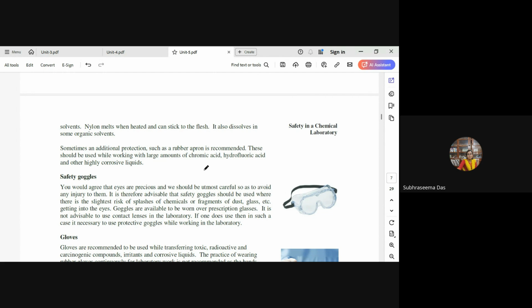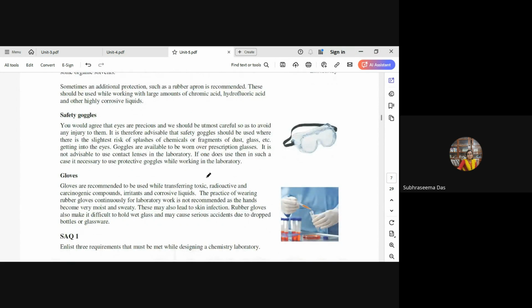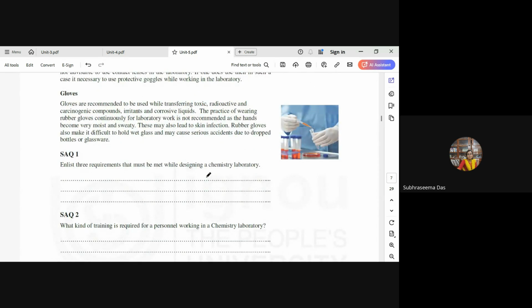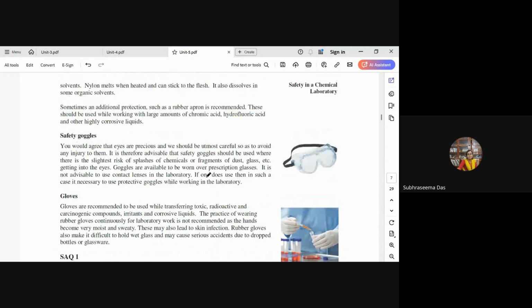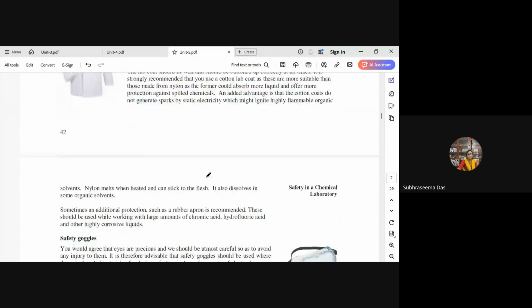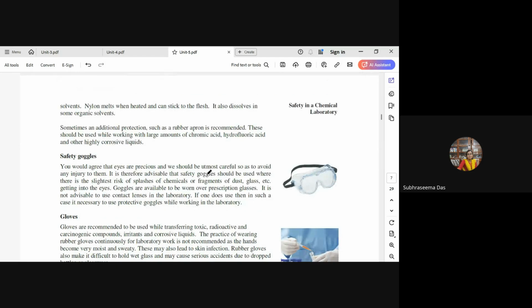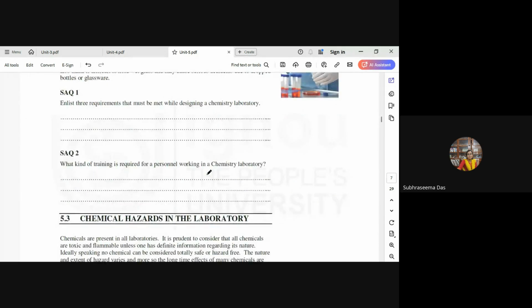Then safety goggles. While working with chemical reactions, eyes must be protected, and that is why goggles are a must. Then gloves. Gloves are recommended while we are working with corrosive liquids. This prevents our hands from infection and damage. So the three main safety protections that are highly recommended while working in a laboratory are a lab coat, the safety goggles, and the gloves.